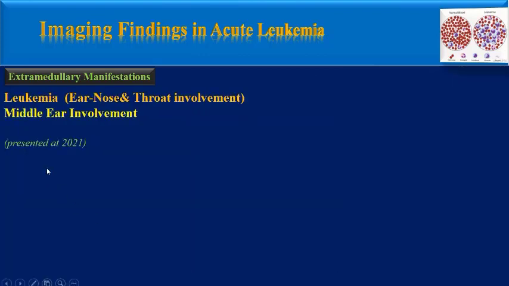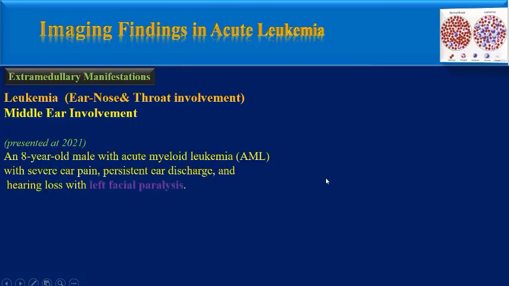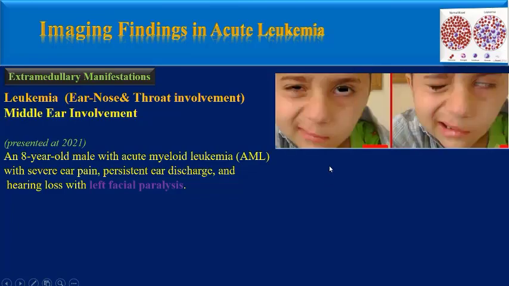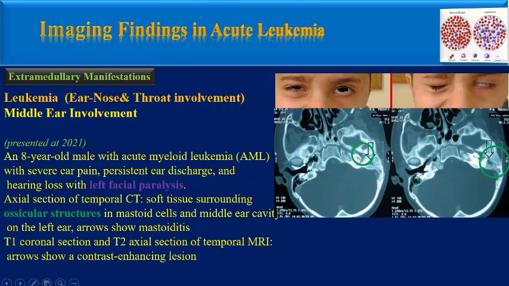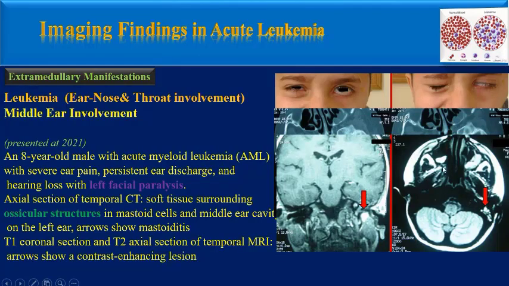A case presentation, presented in 2021: an 8-year-old male with acute myelocytic leukemia with severe ear pain, persistent ear discharge, and hearing loss with left facial paralysis. Axial section of the temporal bone shows soft tissue surrounding the ossicular structure in the mastoid cells and middle ear cavity on the left ear. This T1 coronal section post-contrast and T2 image show a contrast-enhancing lesion.